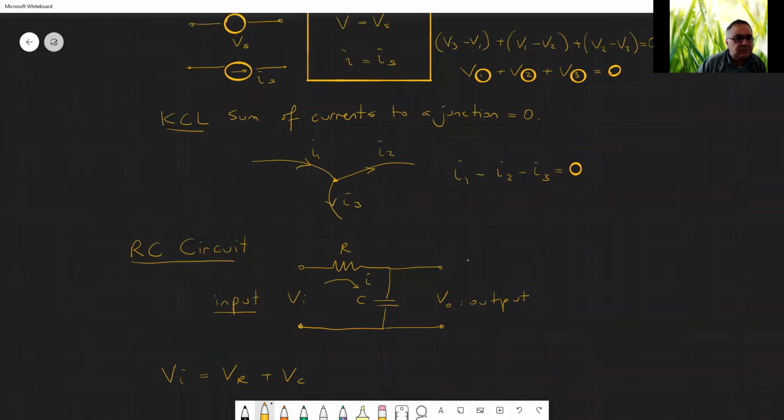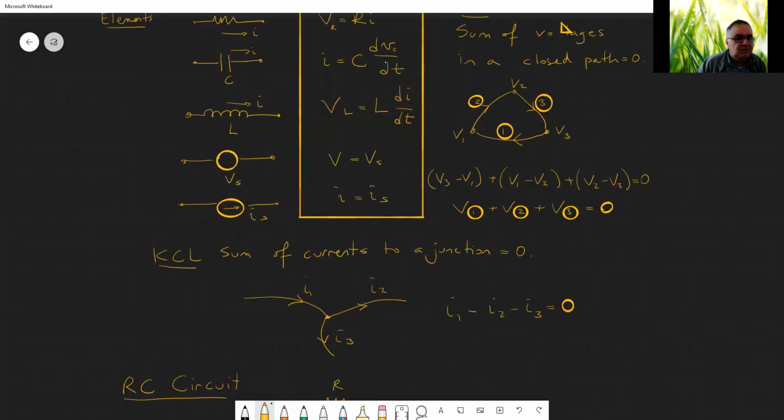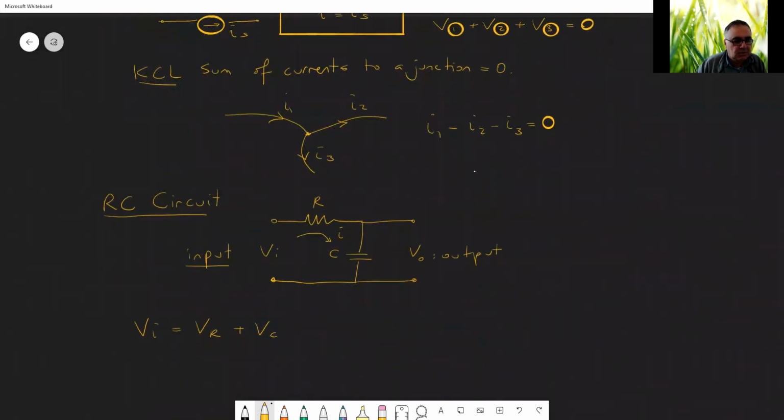The voltage across the capacitor, what is that? The VC is here. dVC/dt is equal to I. So, as you know, I is equal to C dVC/dt, from which you can say that we can integrate this equation to be VC is equal to 1 over C integral 0 to T of I dt. Okay.